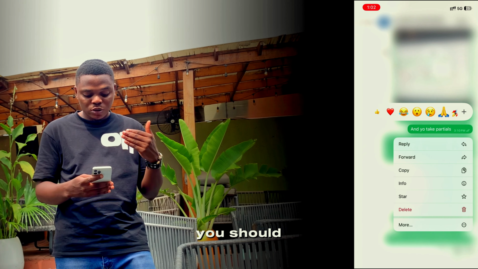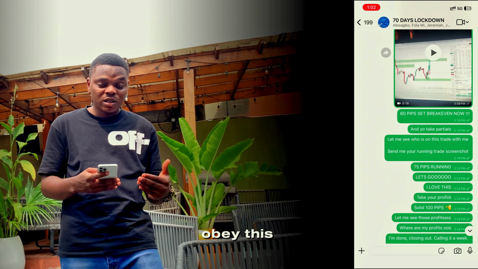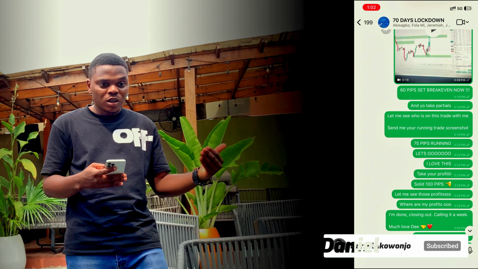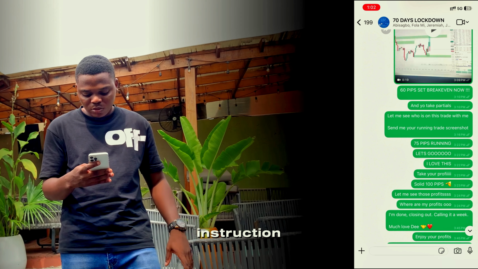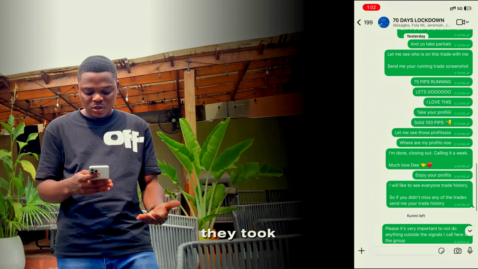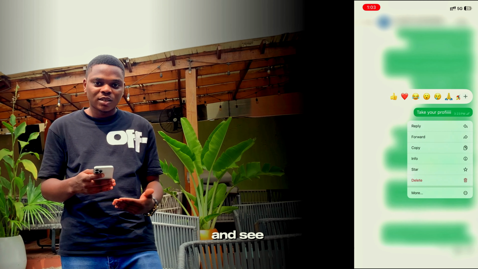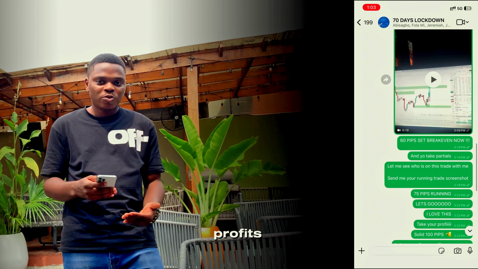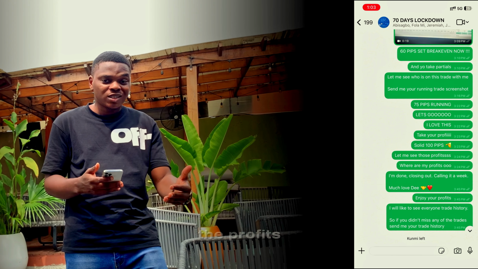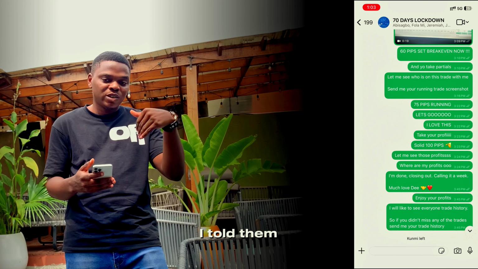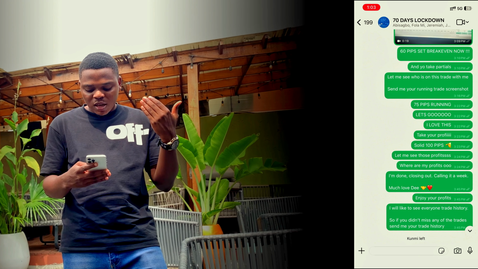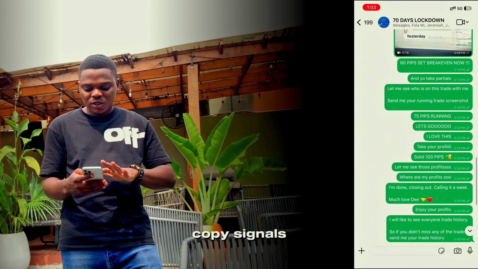This is how you should obey the simple instructions that the person sending the signal is giving. You just need to obey those instructions. You can see immediately I told them to take their profits, they took the profit. If we go back to the market and see if anybody didn't take profits at the point I told them to, they would have lost the profits they made before, because immediately I told them to take profit, the market reversed. So this is how you can easily copy signals successfully.